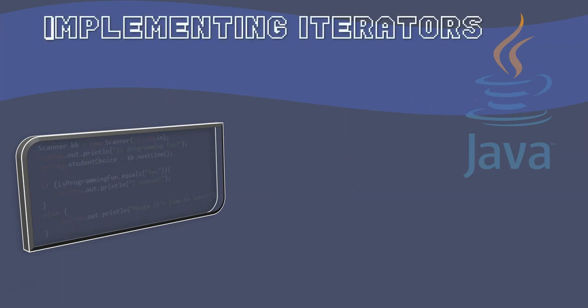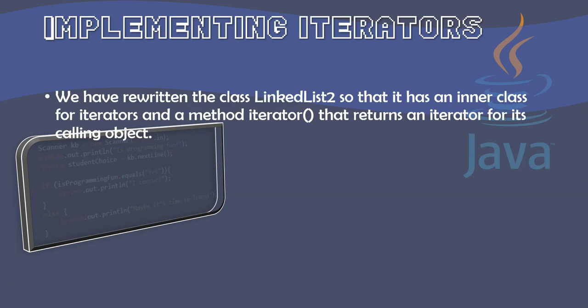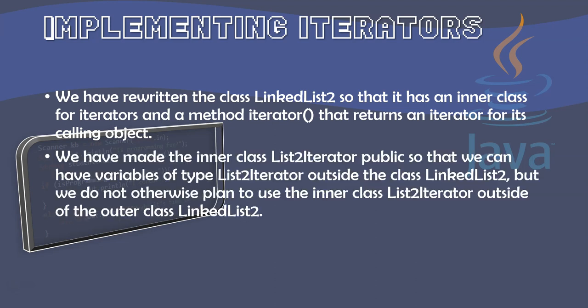So how do we actually go about implementing iterators? We can just walk through these lists. To do this, let's look at an example. We've rewritten LinkedList2. It has an inner class for iterators and a method called iterator that returns an iterator for its calling object. Now, we made the inner class List2Iterator public so we can have variables of type List2Iterator outside of the class LinkedList2, but we do not otherwise plan to use the inner class List2Iterator outside the outer class LinkedList2.